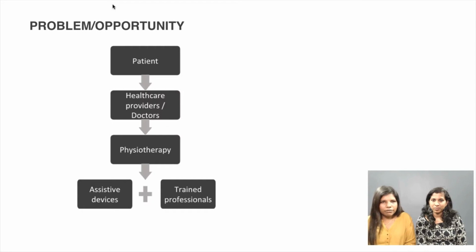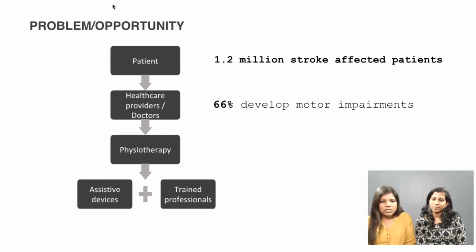Let me explain it briefly. In India, around 1.2 million people suffer from stroke every year. Among them, 66% develop motor impairment. The initial diagnosis of stroke is done by the healthcare providers and doctors, and they advise 96% to undergo physiotherapy treatment for their complete recovery.